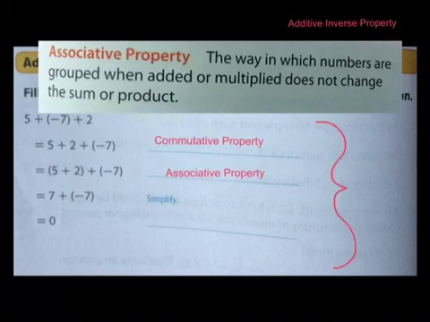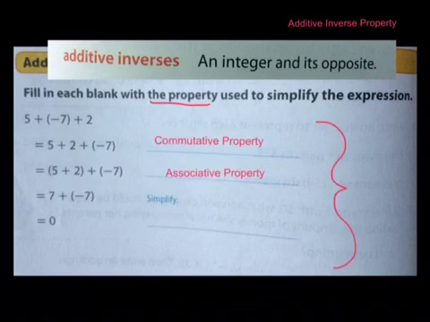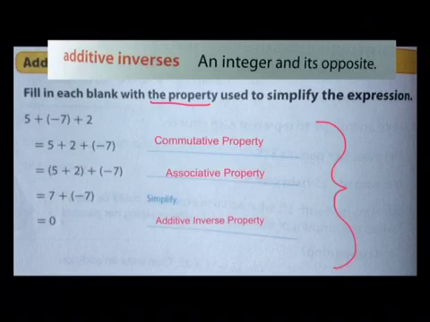And additive inverse. What does that mean? Well, in this lesson we learned about additive inverses and an integer and its opposite. So when we talk about additive inverses, we're talking about the opposites. And remember, when you put opposites side by side, it's always going to equal 0, as you can see right there. So that is the additive inverse property.